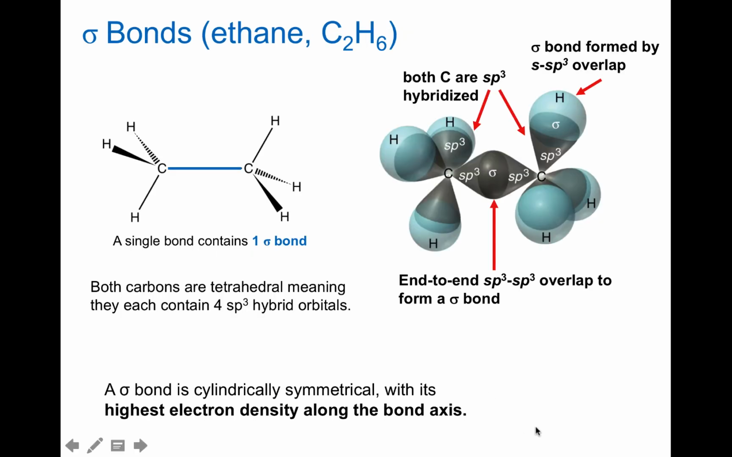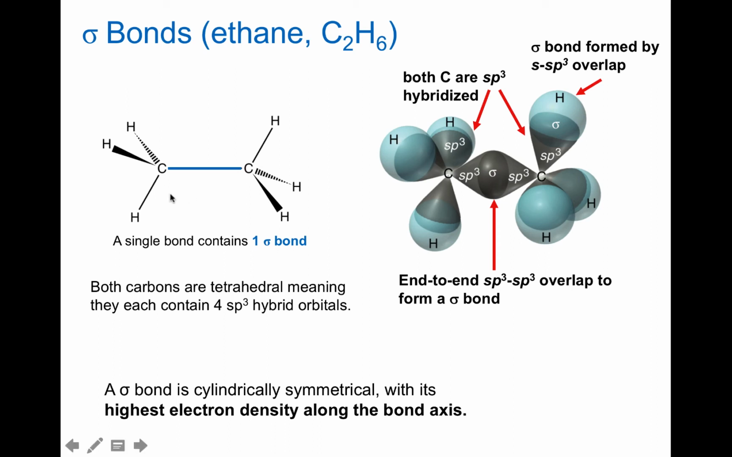We'll look at a couple of different organic compounds. We're going to look at ethane, ethene, and ethyne, and the major difference between those is one of those has a single bond between the two carbons, ethene has a double bond between the two carbons, and ethyne has a triple bond between the two carbons.